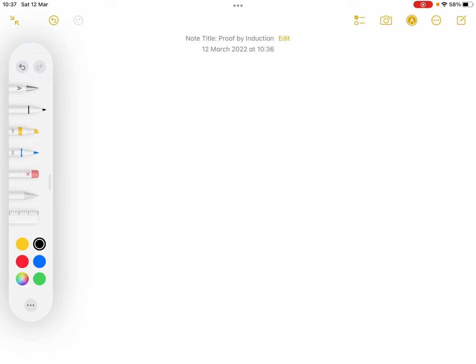The first is the base case. Then there's the induction hypothesis, which you have to come up with. Then there's the inductive step, and then you have to write a conclusion.